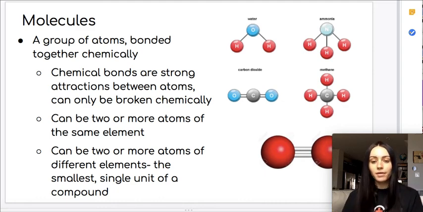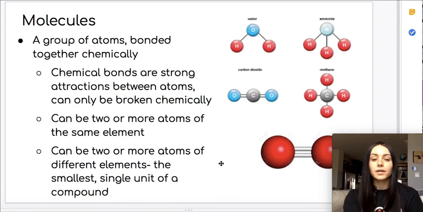Now, when these groups of atoms come together and bond through chemical bonds, they can be in multiple different formats. They can be two or more atoms of the same element. If we look down here, this is an example of a molecule made of two atoms of the same element. These little red circles represent oxygen atoms. As you can see, there are two of them, and these lines represent the chemical bond. This is actually what the oxygen that floats through our air looks like. Oxygen doesn't float around us as single atoms of oxygen. It actually floats around as oxygen molecules, or O2 molecules, two atoms of oxygen bonded together.